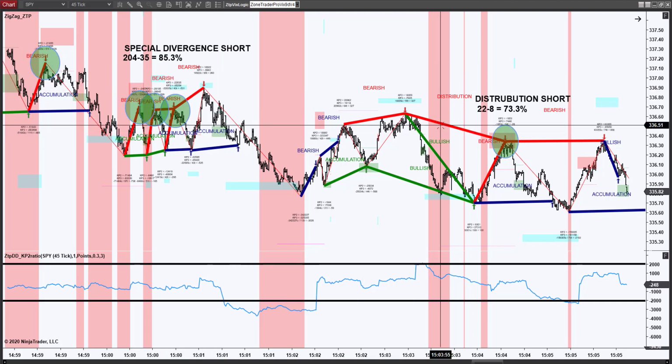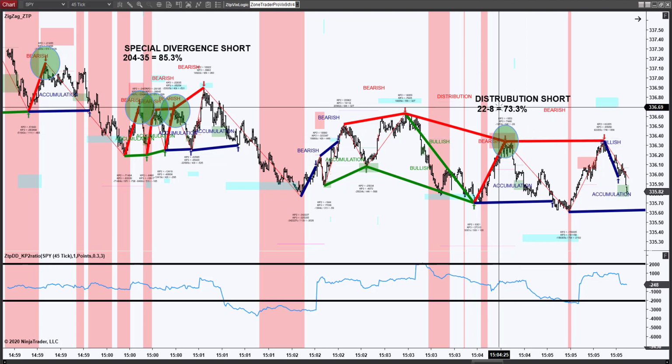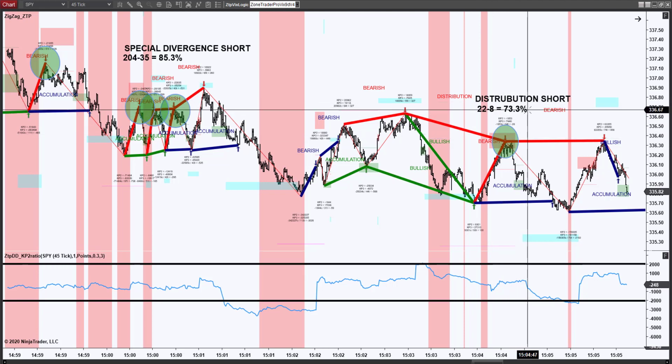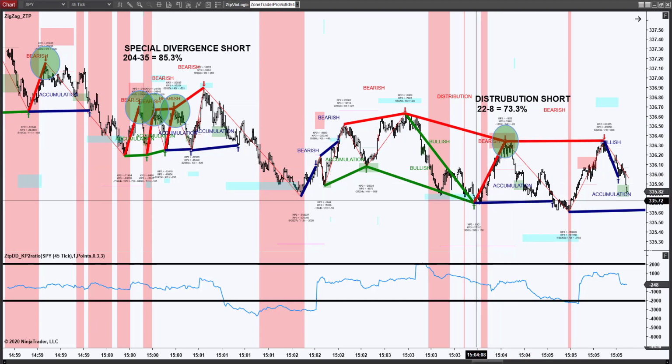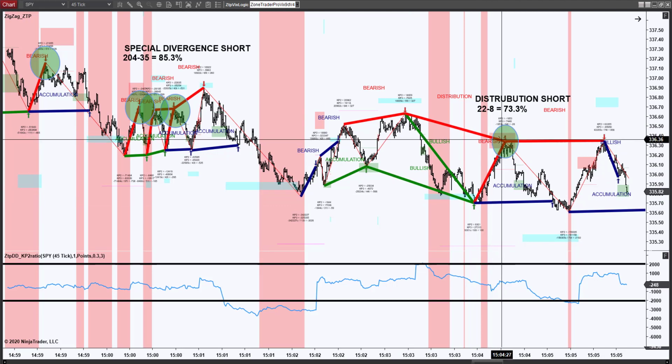What was less common is what is illustrated here, a distribution short trade, and we only saw about 30 of those, and 22 of those were winners at a rate of approximately 73.3%. Now, in case you're wondering, is this considered a special divergence or is it considered both? They were not double counted. This was only counted as one win towards the distribution number.